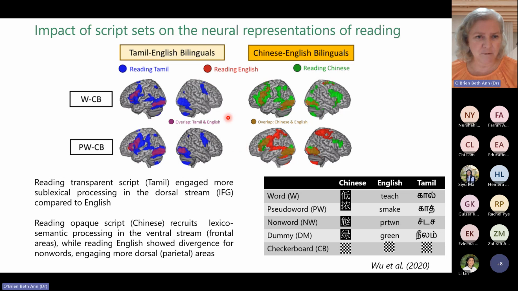So we do see a bit of overlap, but also some unique areas that are related to either reading Tamil or reading Chinese. And this is comparing when they're reading words or when they're reading pseudo words. So overall, what we found with this study, one of the findings was that when reading a transparent script, such as Tamil, this tended to engage more of the dorsal stream areas that are related to sublexical processing as compared to when they were reading in English.